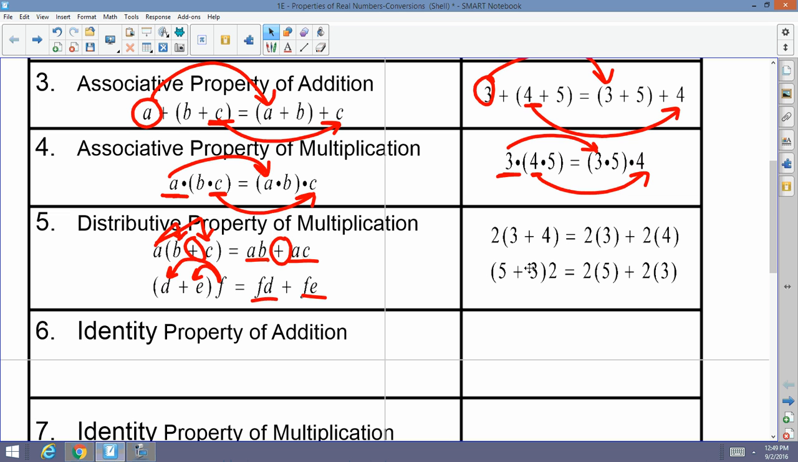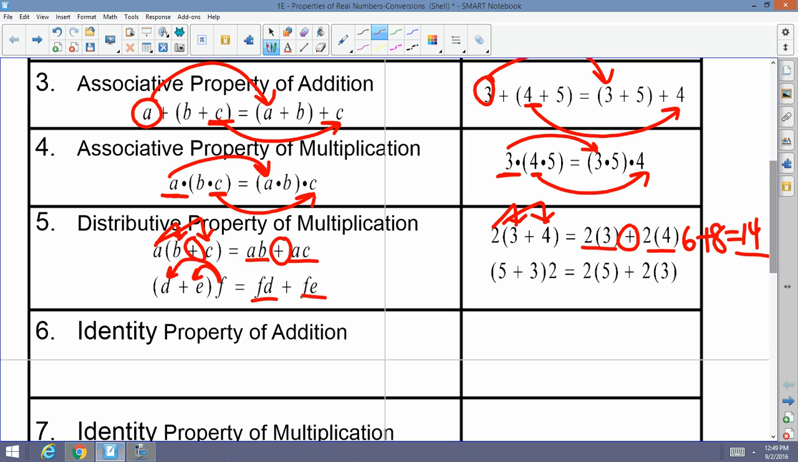For example, 2 times parentheses 3 plus 4. Well, this 2 is going to be distributed: 2 times 3 plus 2 times 4, which equals 6 plus 8, which is 14. How about this next one? Parentheses 5 plus 3, close parentheses, times 2. The 2 will be distributed to everything inside of the parentheses. 2 times 5 and 2 times 3. Okay, they're being added. So I have here 10 plus 6, which is 16.